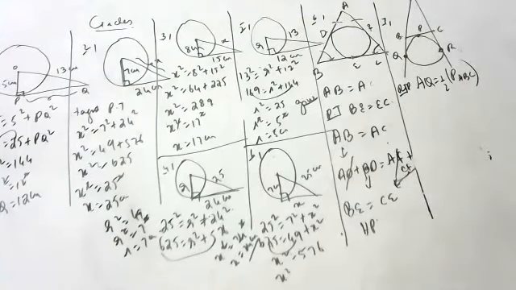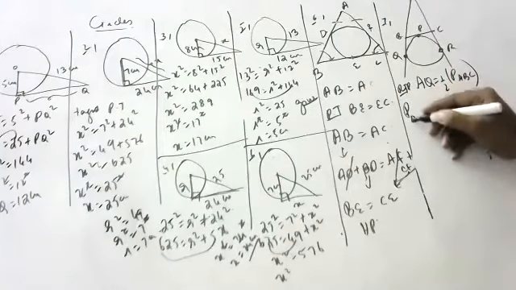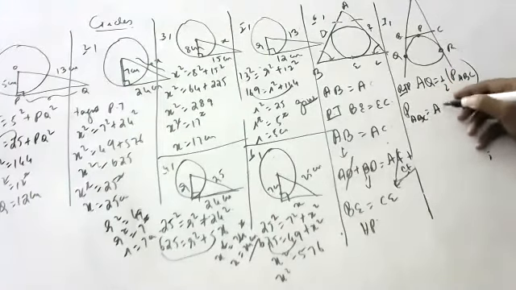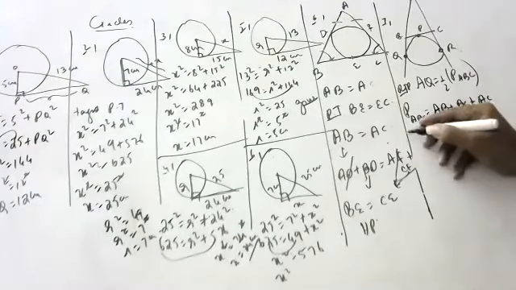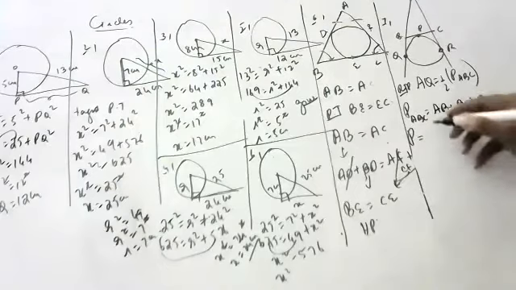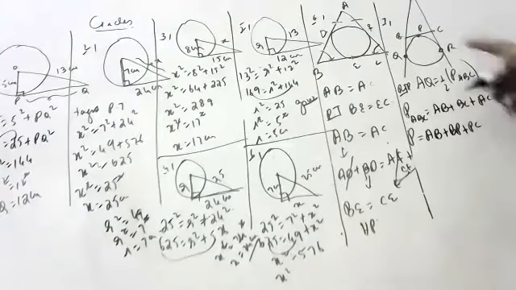Sir, can I tell? Yes, tell, children. Perimeter of ABC is equal to AB plus BC plus AC. BC can be written as BP plus PC. AC can be written as AC.